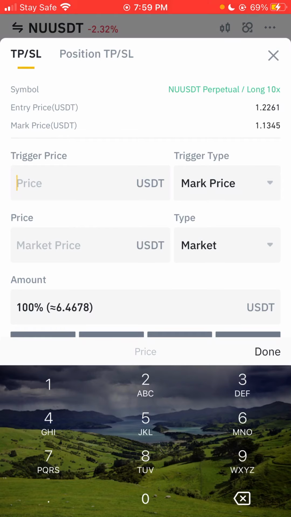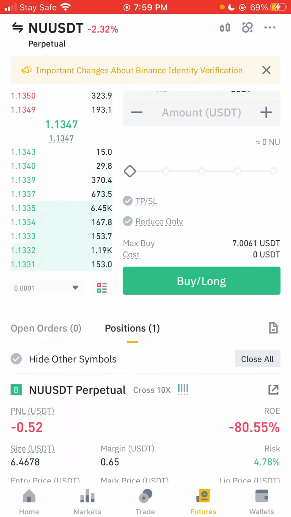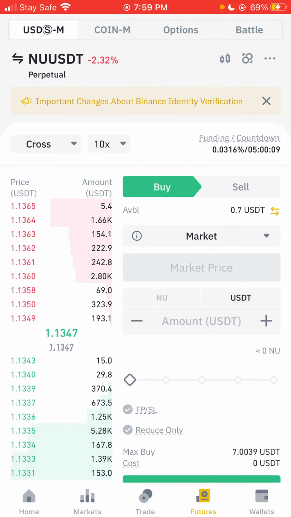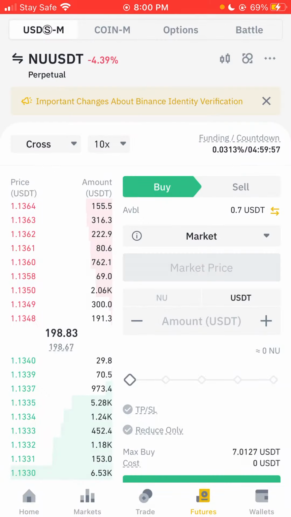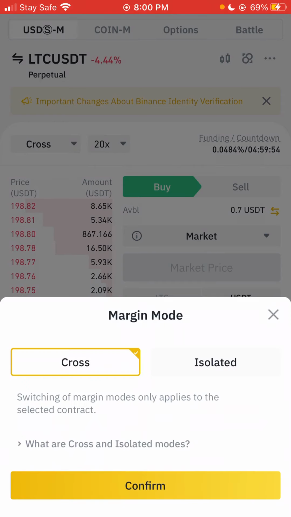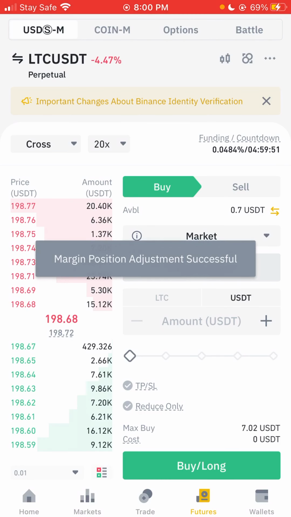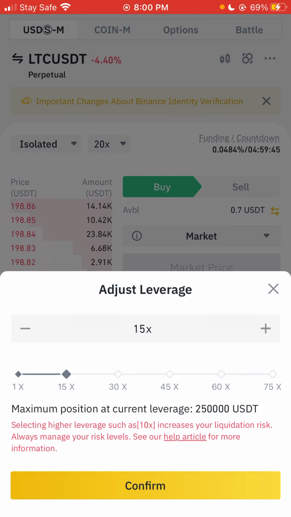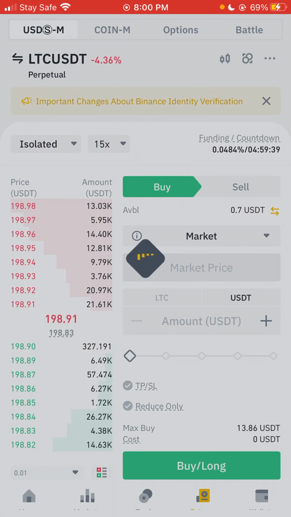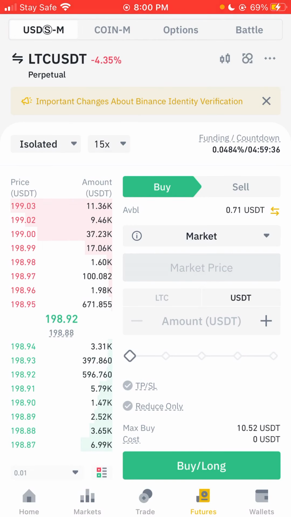Do we get that? If you want to do this, let's say I just place this trade. Okay, let me use another trade as an example. Let me just choose one coin that I feel won't go. Okay, let me choose LTCUSDT. Can you see? I want to change it to 10x. Okay, let me use 15x. I want to change it to 15x. Can you see? I've changed it to isolated.